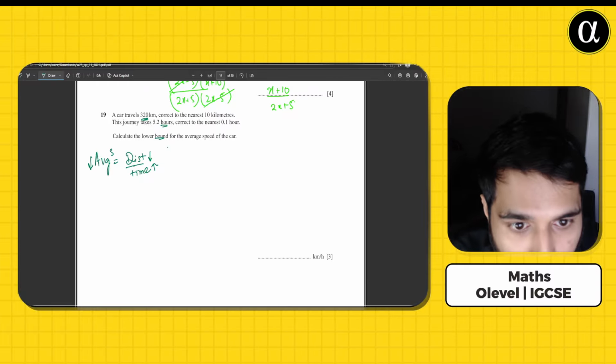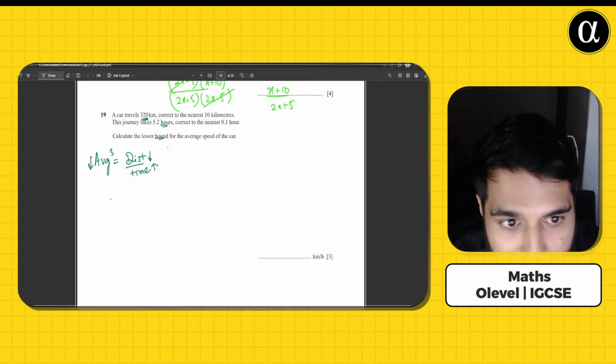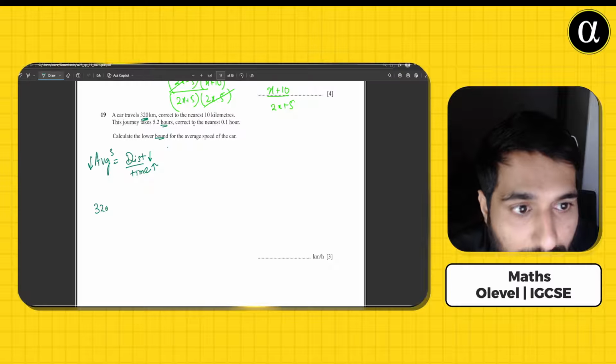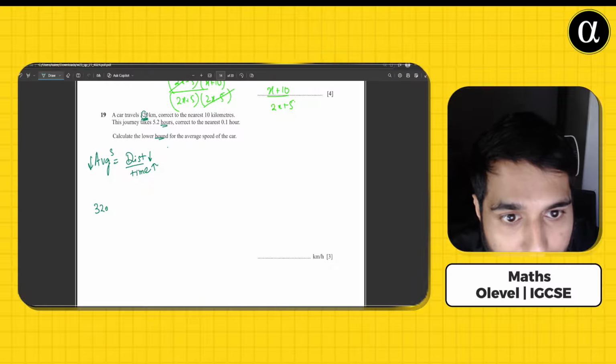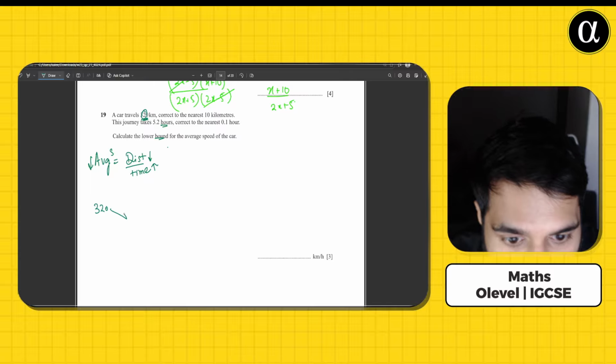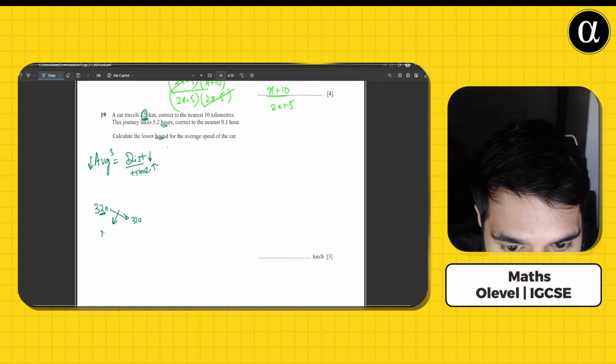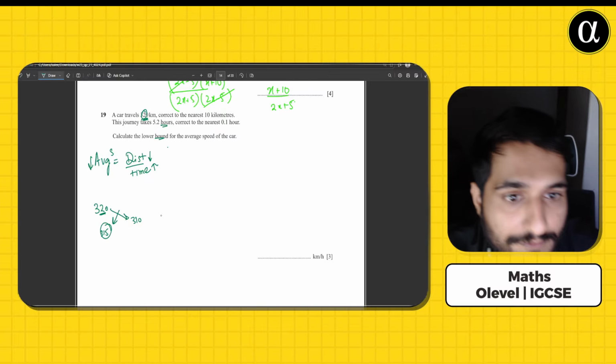Now, to calculate the lowest possible distance, we need to do what? We need to take 320, which is rounded off to the nearest 10. So you change this value to its lowest number, it would be 310, and the middle value is going to be the lower bound. That turns out to be 315. So 315 is my lower bound.